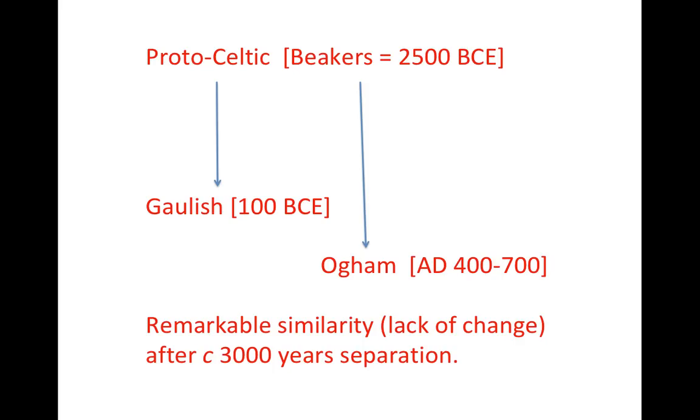The important thing about this is that we are suggesting on genetic evidence that Proto-Celtic goes back to the Beakers at around 2500 BC. We're intercepting Gaulish, let's say, at 100 BC, Ogham at about 400 to 700 AD. This is remarkably similar for languages separated by 2,500 to 3,000 years. One would not have expected this level of similarity.